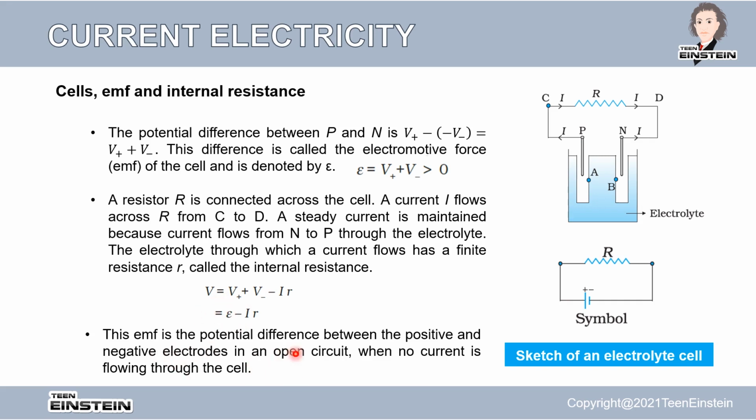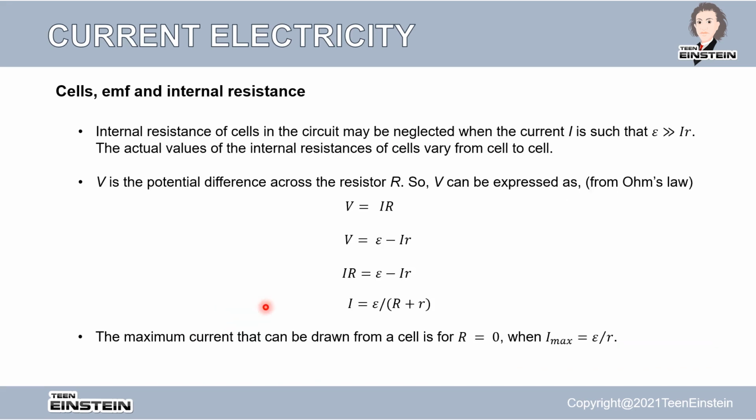So EMF is the potential difference. That means epsilon equals V only when I becomes 0. From this equation, it's clear. Now, internal resistance of cells in the circuit may be neglected when the current I is such that epsilon is much greater than IR. So in this case, we know V equals epsilon minus IR. When epsilon is much bigger than this product IR, we can assume that V is approximately equal to epsilon. So we can ignore this internal resistance.